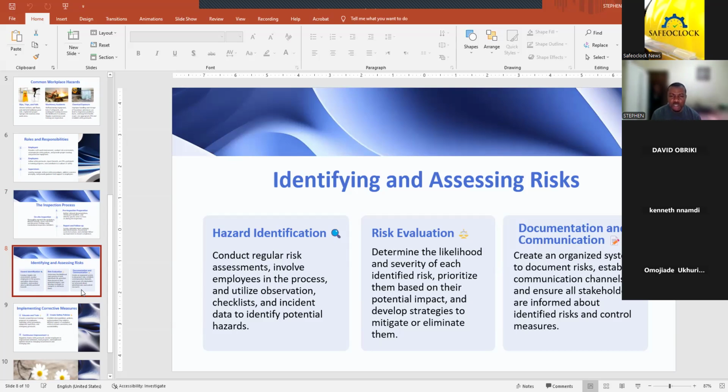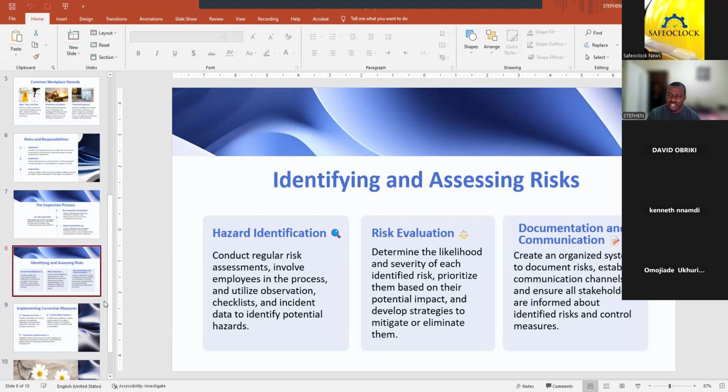And part of our responsibility is to evaluate the likelihood and severity of those hazards that have been identified within the inspection, and also look at the potential impact it will cause on the employee and on the employer as well, and find a way to develop a strategy that can mitigate or eliminate such hazards. These are what we do on our daily basis when we talk about development of risk assessment and all that.